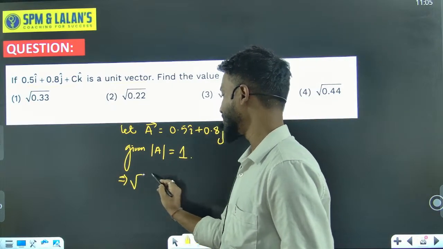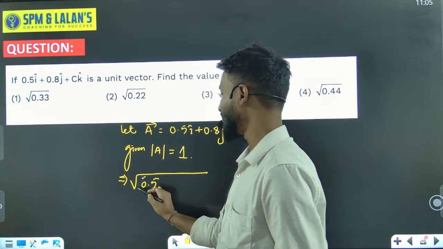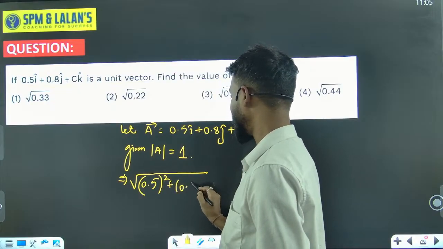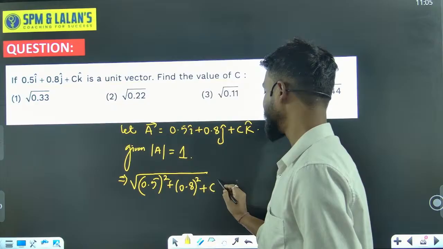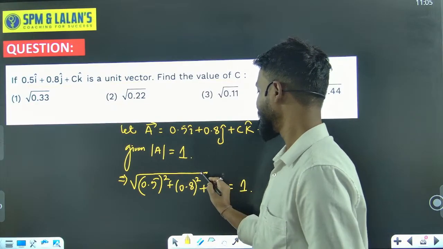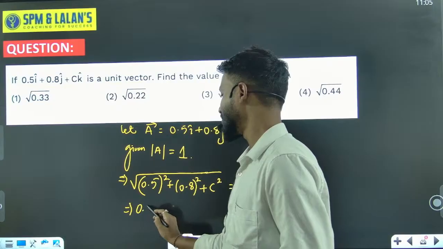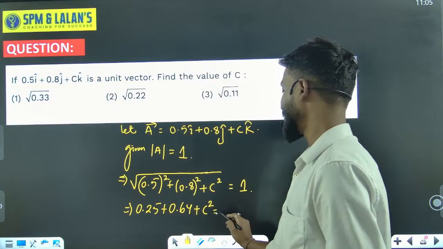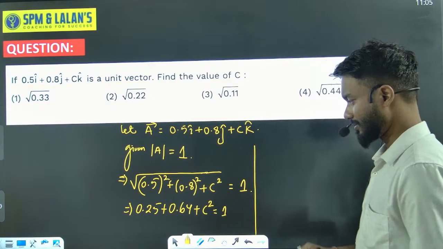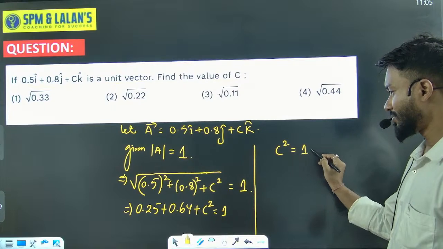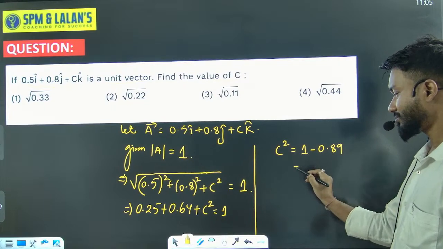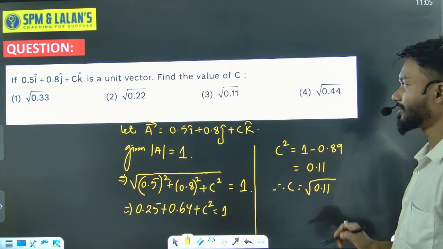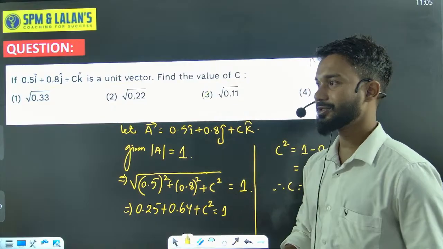If it is given in ijk form, how do we find magnitude? We find the magnitude by using root over 0.5 whole square plus 0.8 whole square plus c square, and that is equal to 1. We'll square it both sides. This will give us 0.25 plus 0.64 plus c square equal to 1. So we'll get c square equal to 1 minus 0.89, that is 0.11. Therefore, c will be root over 0.11. So option number 3 will be the answer.